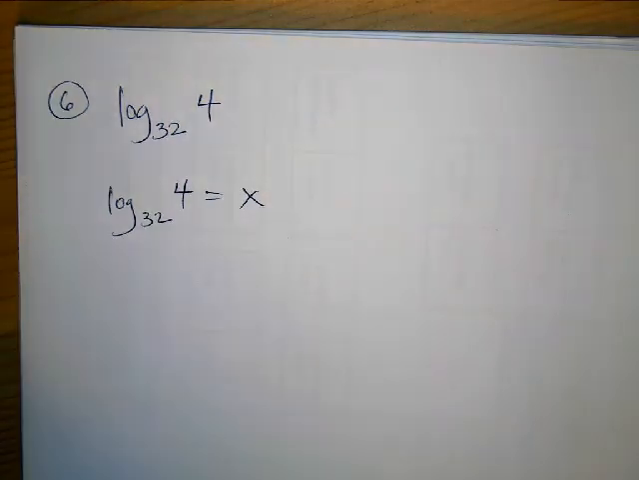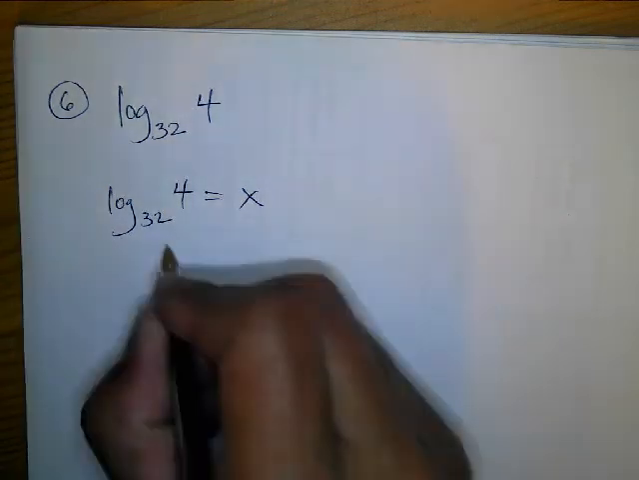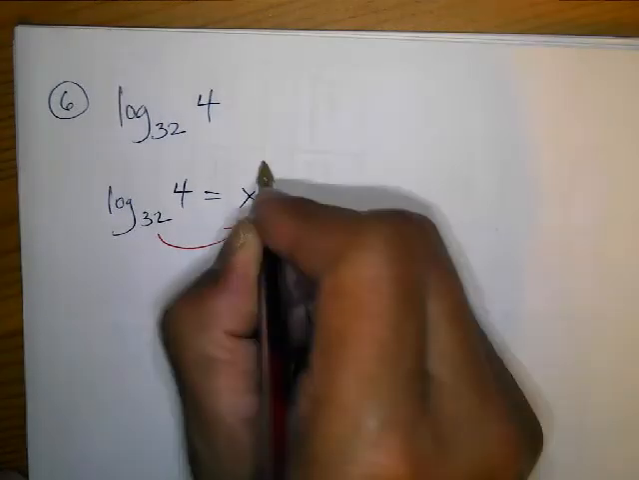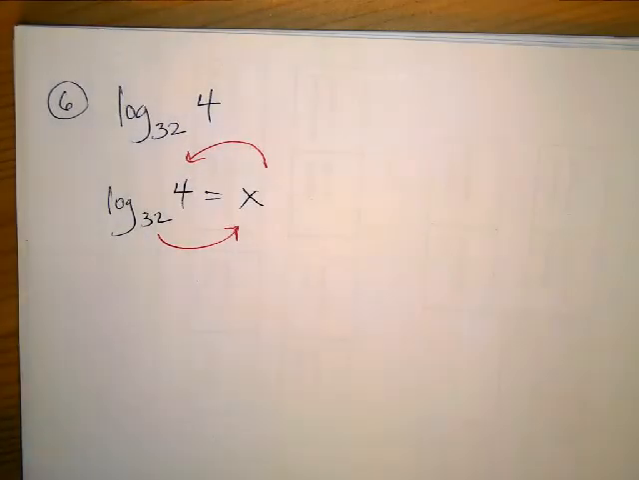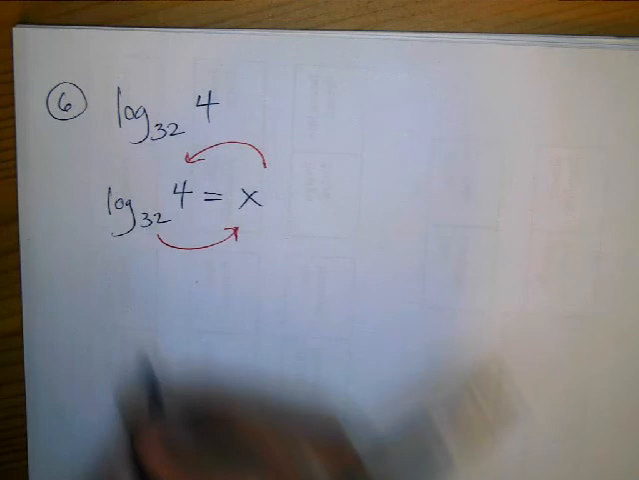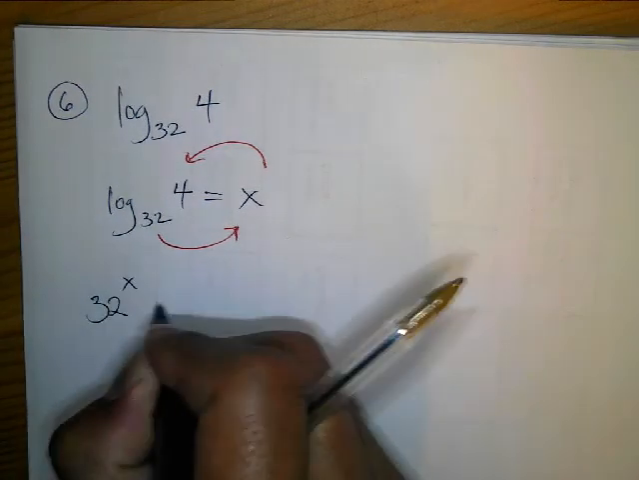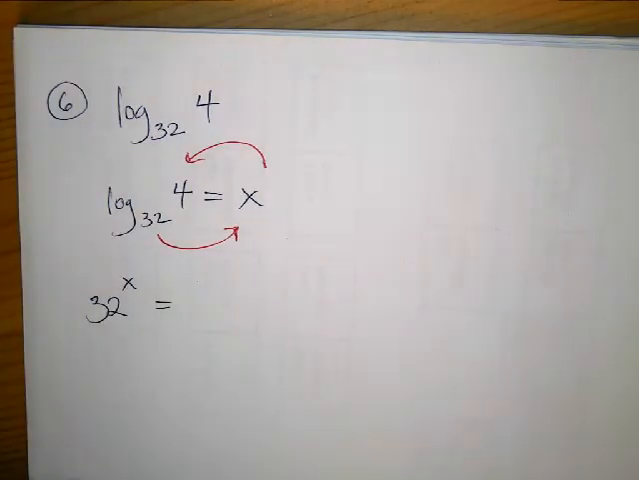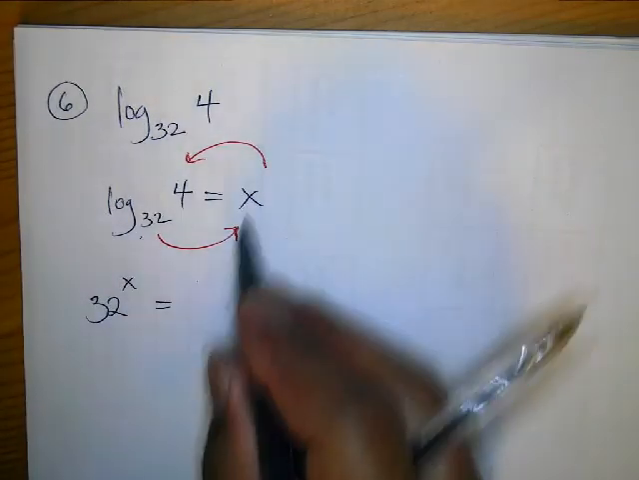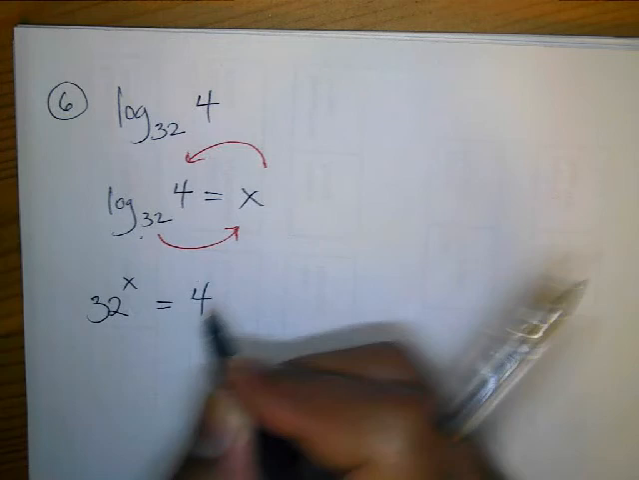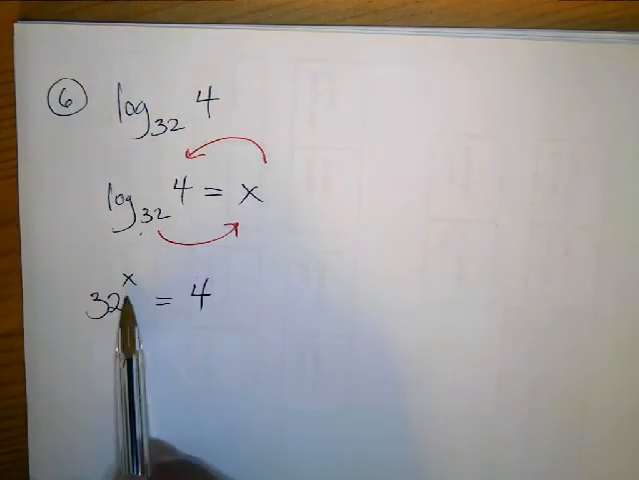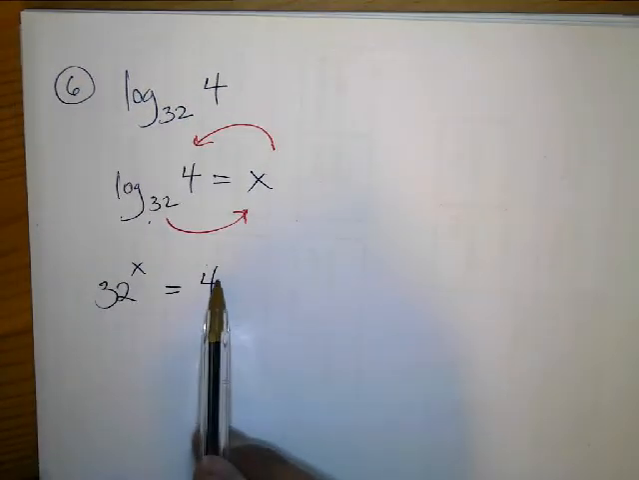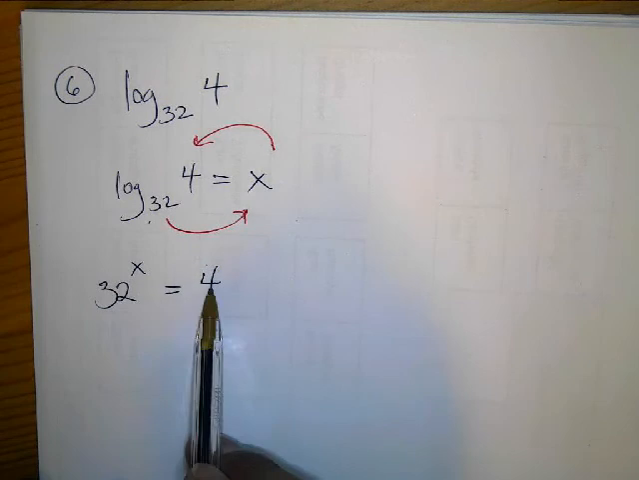Okay, well that's going to be log base 32 of 4 equals x, right? We got to put equals x. We need to have all the pieces here, so now we can change this and rewrite it in what? Exponential form. 32 to the power of x is equal to what? 32 to the power of x is equal to 4.